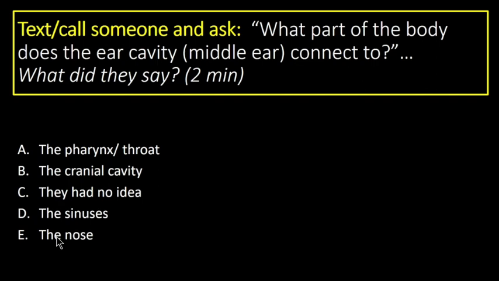New activity number 5, called Text or Call a Friend, and you would use this when you want to show how the material that you're teaching is relevant to the outside world. For example, I asked the students to call or text somebody, it could be anybody outside of the class, and ask them what part of the body they thought the ear cavity or the middle ear connected to.